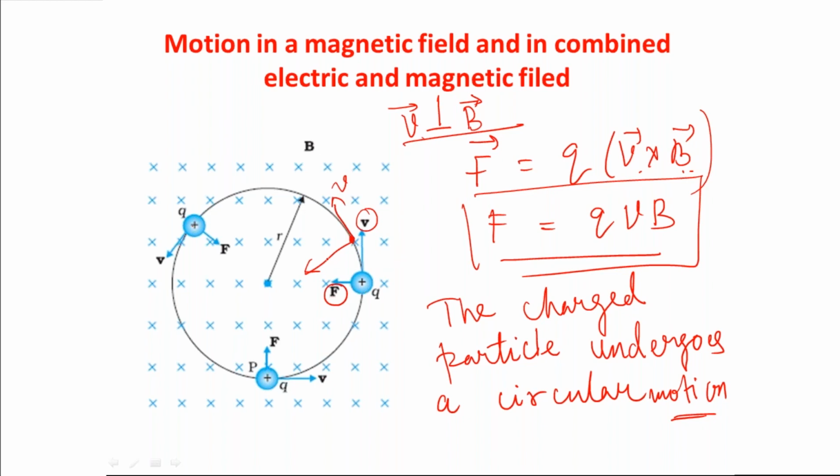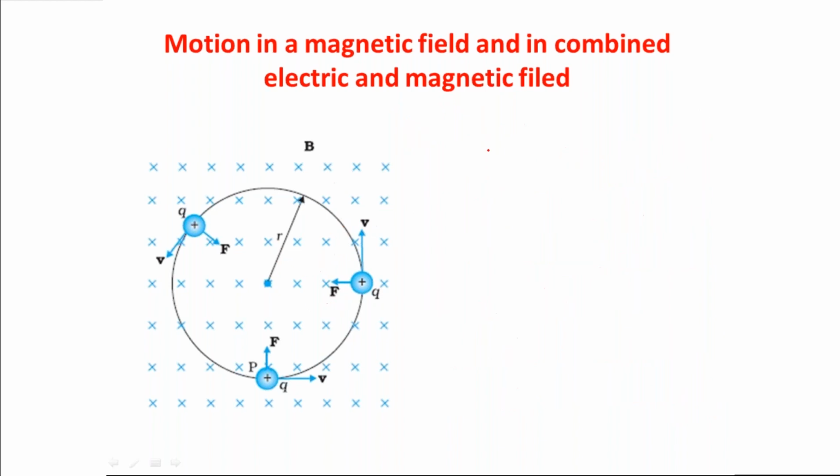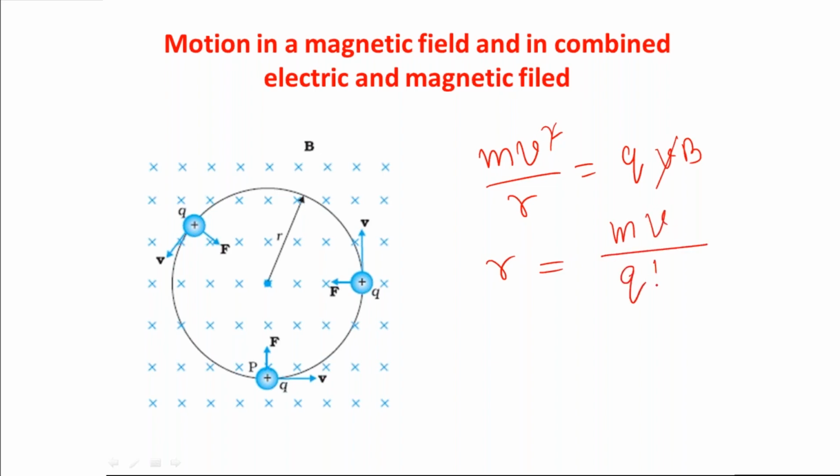If that is the case, let us see, we can find out a few things. They may ask you to find out the radius of the circle. So how do you find out? I'll write from mechanics, mv squared by r. This r is the radius of the circle, and this centripetal force is supplied by qvB. So from here one v goes, and you can find out r equals mv by qB.